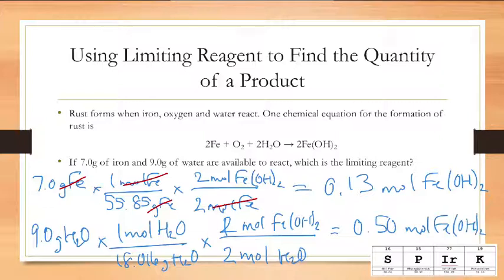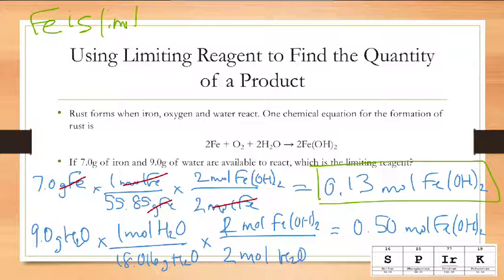So again, it's asking what's the limiting reactant. So which reactant produced less? 0.13 moles is less than 0.50 moles, which means that, I'm going to write it at the top of the slide so we can utilize our space, iron is limiting, which means that H2O is in excess.